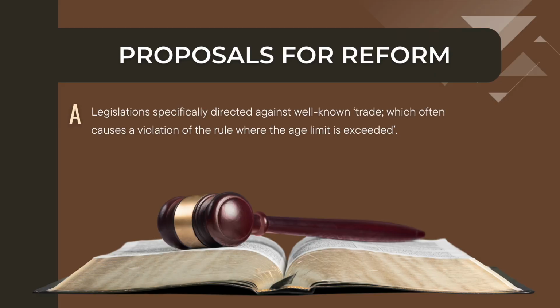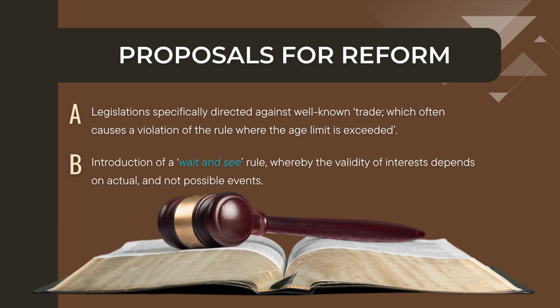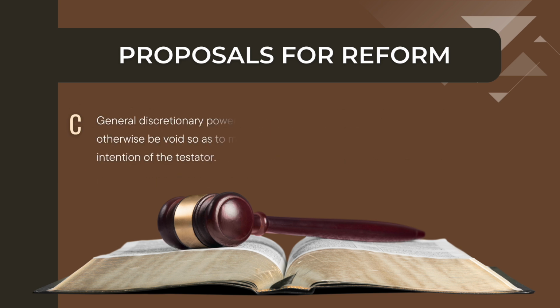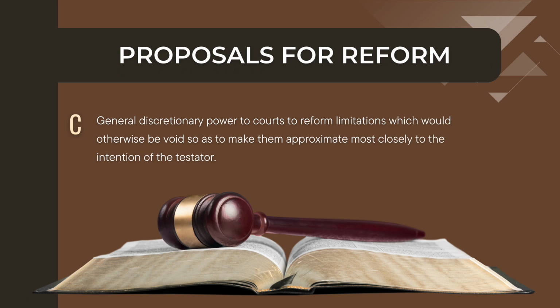1. Legislation specifically directed against well-known traps, which often cause a violation of the rule where the age limit is exceeded. 2. Introduction of a wait and see rule, whereby the validity of interest depends on actual and not possible events. 3. General discretionary power to courts to reform limitations which would otherwise be void, so as to make them approximate most closely to the intention of the testator.